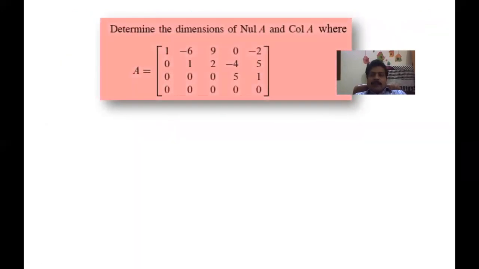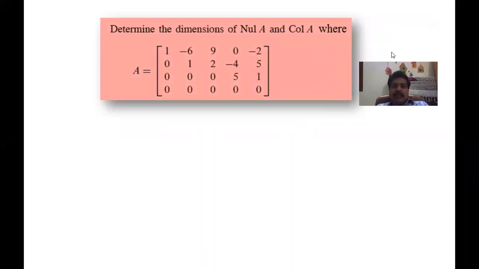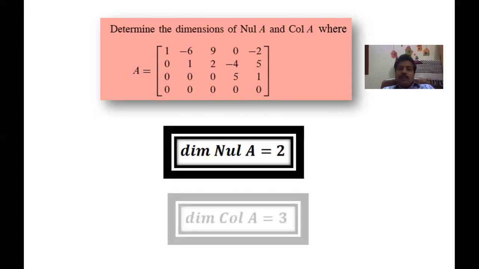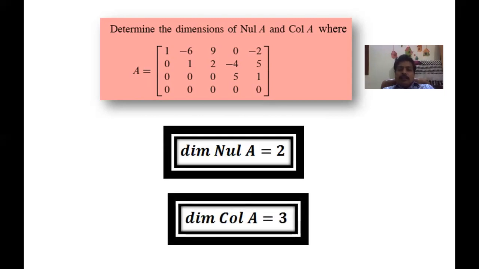Let us quickly go through these problems of finding the dimension of null A and column space A. So determine the dimensions of null A and column space A, where A is here. This matrix A is directly in echelon form. So here we can find that the first column, second column and fourth column, that is columns 1, 2 and 4, are pivot columns, and columns 3 and 5 are non-pivot columns. As there are 2 non-pivot columns, the dimension of null A is 2, and as there are 3 pivot columns, the dimension of column space A is 3.